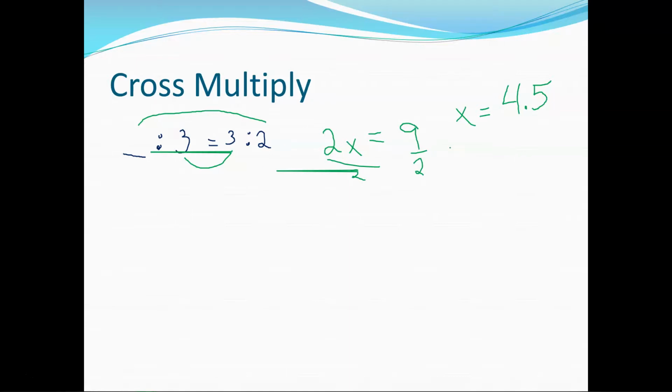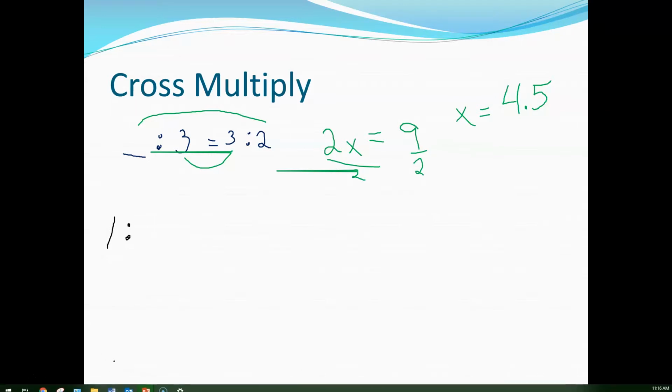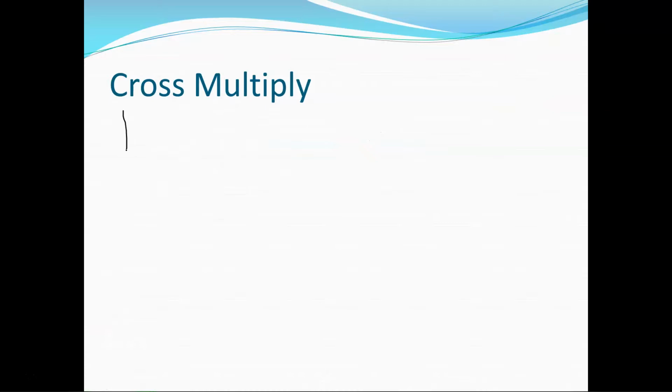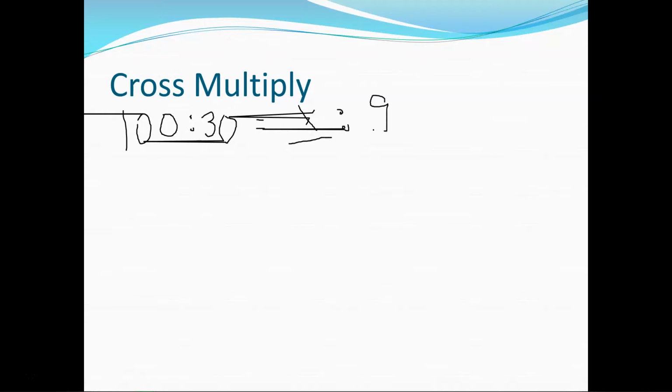So then let me give y'all one of your own and we'll see what everybody comes up with. So let's do, so if I have 100 is to 30, that will equal x to 9. I'll clean that up while y'all work on that.